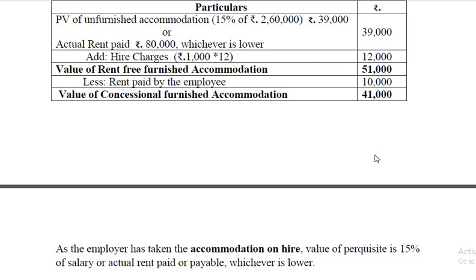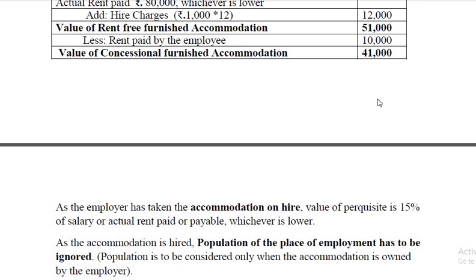But here the accommodation is not rent-free. Some amount is collected from the employee, that is 10,000, not per month, altogether. Therefore, the accommodation is given at a concessional rate. What is the value of concessional furnished accommodation? So 51,000 minus 10,000, that is rent paid by the employee. So the ultimate value is 41,000, that is the value of the accommodation.